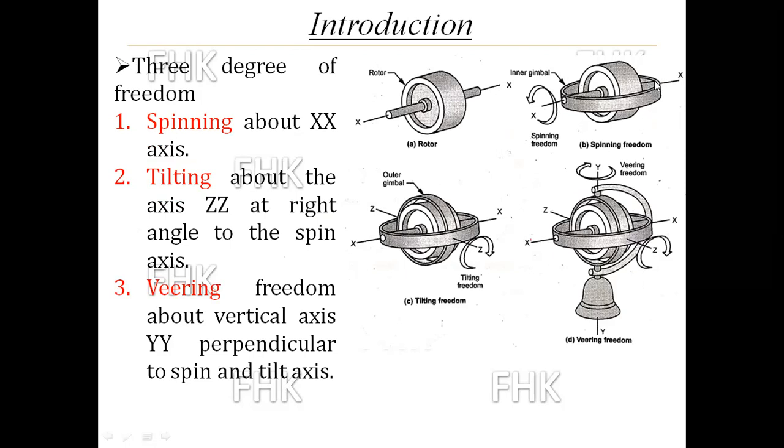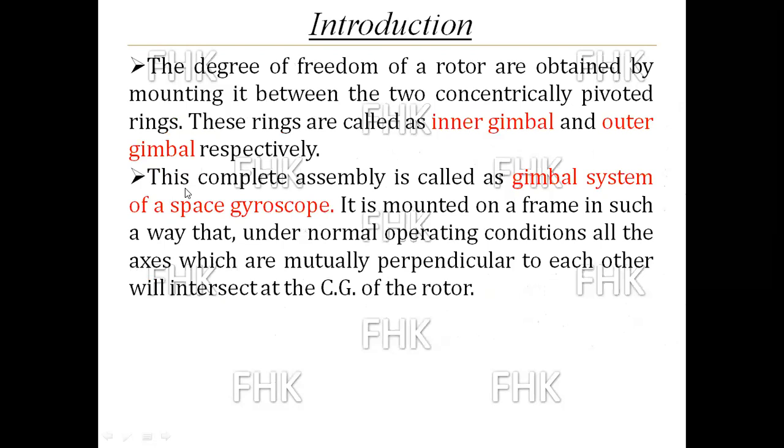So this is called an inner gimbal, and at the same time this inner gimbal is mounted with the ZZ axis, that is called an outer gimbal. This complete assembly is called the gimbal system of a space gyroscope. It is mounted on a frame in such a way that under normal operating conditions, all the axes which are mutually perpendicular to each other will intersect at the center of gravity of the rotor.